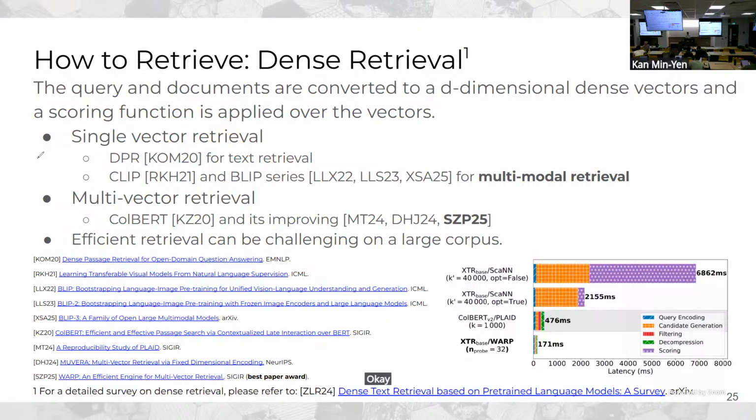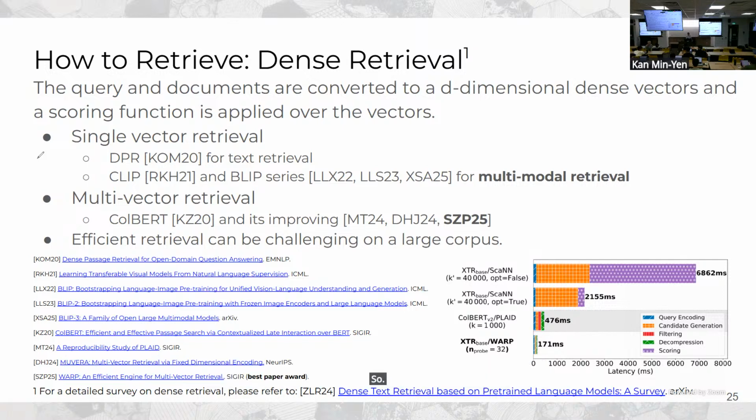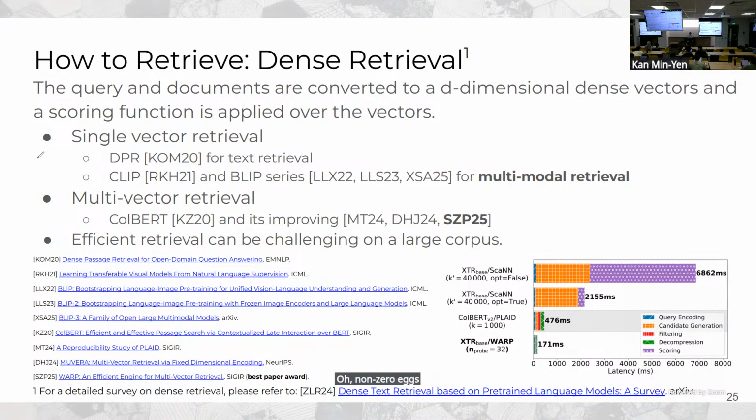Okay, does everyone know the difference between sparse and dense vectors? I'd like somebody to try to explain for those of us who are unwilling to say that we don't know. Indra? So a sparse vector would be where there are very few ones in the very long vector, and a dense vector would be where there's a lot of ones, non-zero values, just what you're saying.